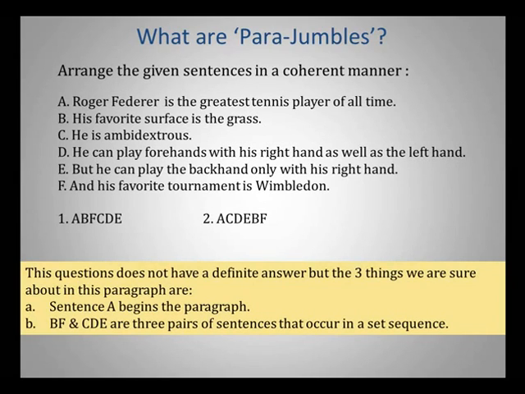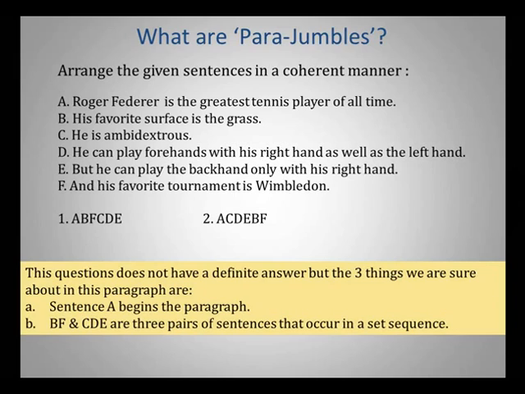As we discussed, this question doesn't have a definite answer, but three things we are sure about in this paragraph are: sentence A begins the paragraph because it's the obvious opener. It introduces Roger Federer, so it has to be the first sentence to start the paragraph with. The second thing that we can be sure about is the mandatory pair of BF. Since B and F both talk about his favorite things, favorite surface and favorite tournament. So BF makes a pair.